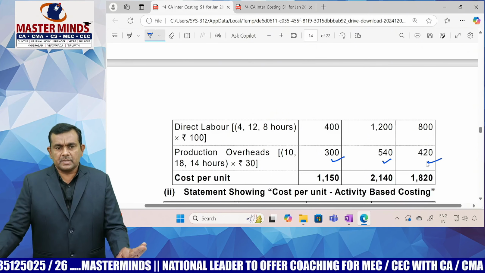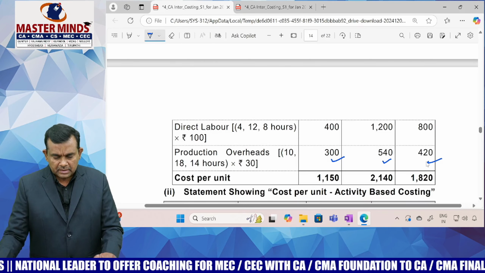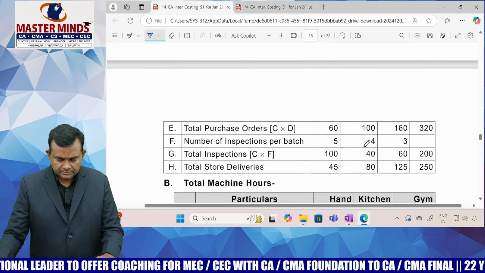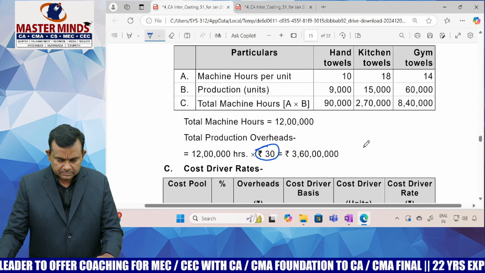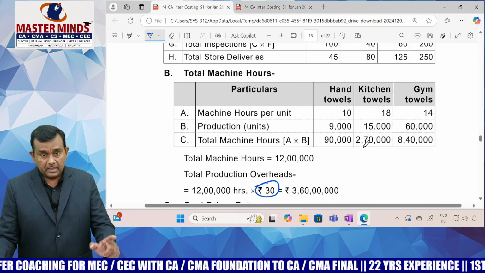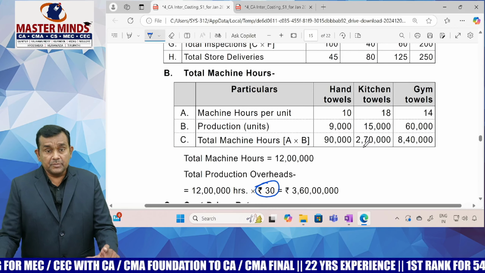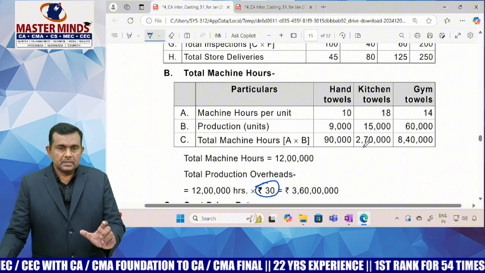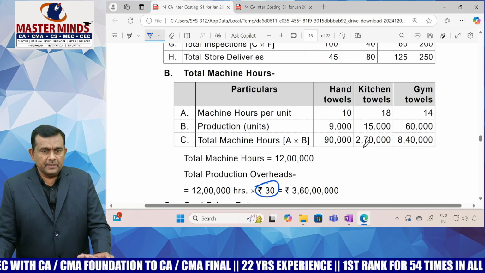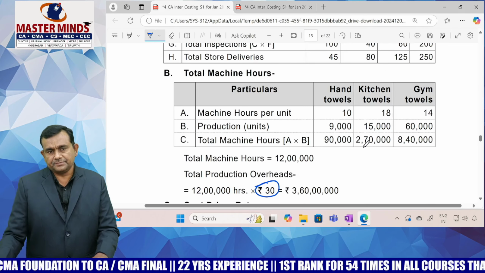First, select the driver name. In this problem, the driver name is direct machine hours, sir, not labor hours. Here, machine hours. So presently, the company selects the driver name as machine hours, sir.